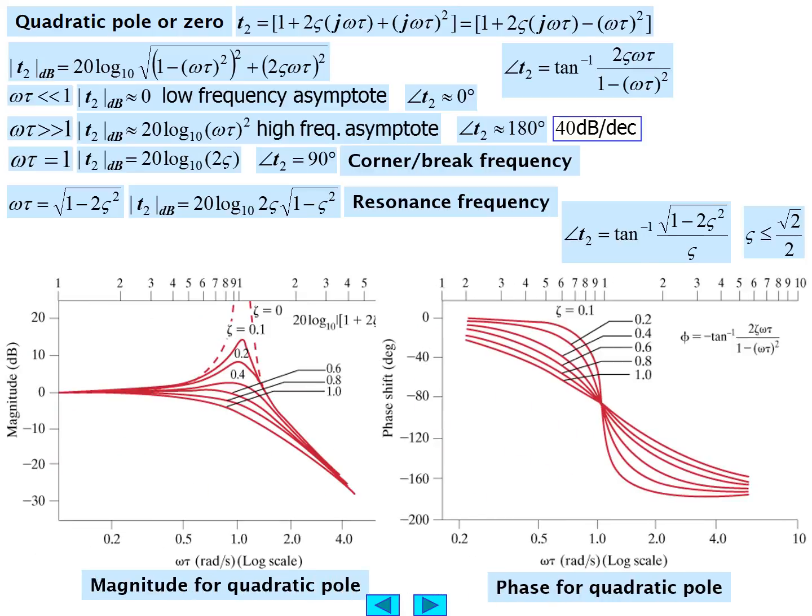The phase plot looks similar with a bunch of inflection points because of the arctangent term as a function of eta. It goes through an inflection point of minus 90 degrees at our nominal omega tau equals 1 radians per second. These graphs are then basically turned upside down for zeros, and if you want you can turn them upside down and see the opposite behavior as a result.